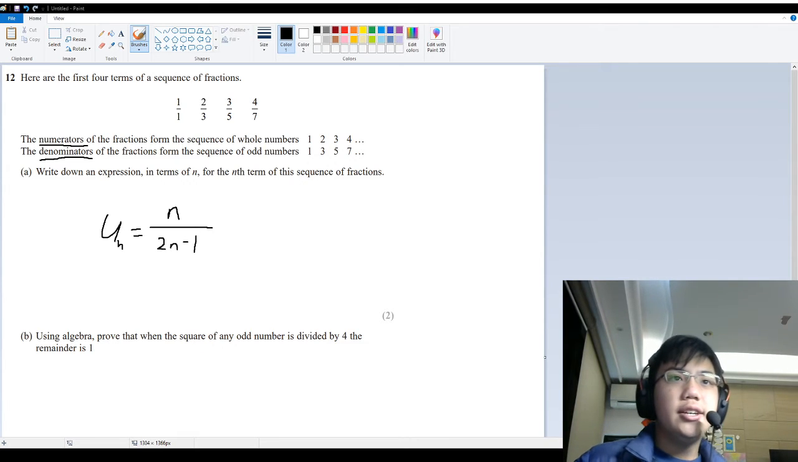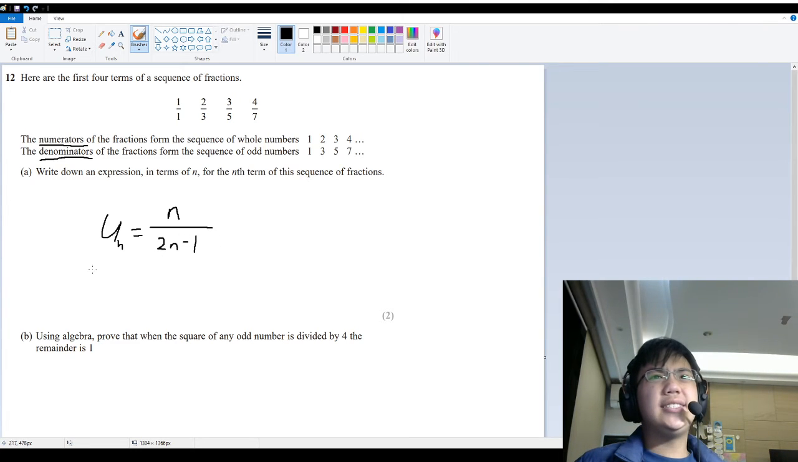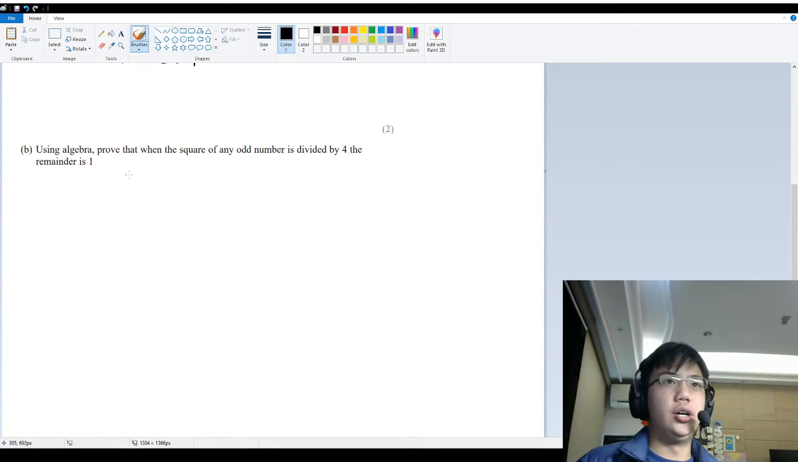So here we have a formula for the sequence of fractions. And now we need to use algebra to prove that when the square of any odd number is divided by 4, the remainder is 1. So the square of an odd number would be 2n minus 1, an odd number, to the power of 2, squared.